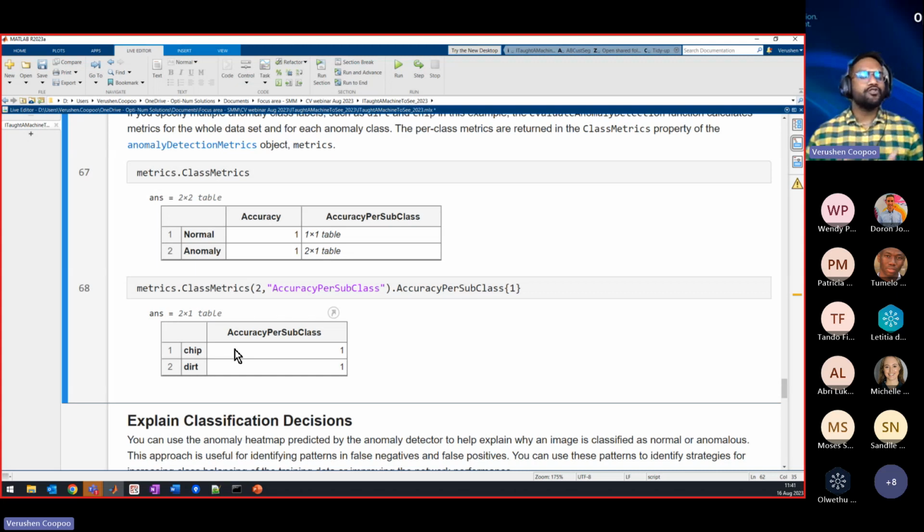So what I've shown you so far has been the classification ability of the model. Can it distinguish between normal and abnormal? What we're now going to look at is the explainability. Can it actually give me a good reason or tell me why a given image was normal or abnormal? And these are the heat maps.